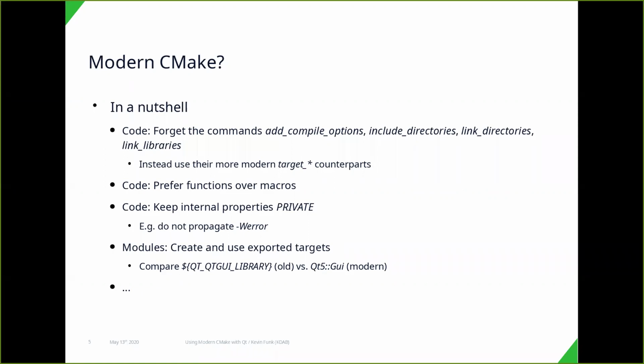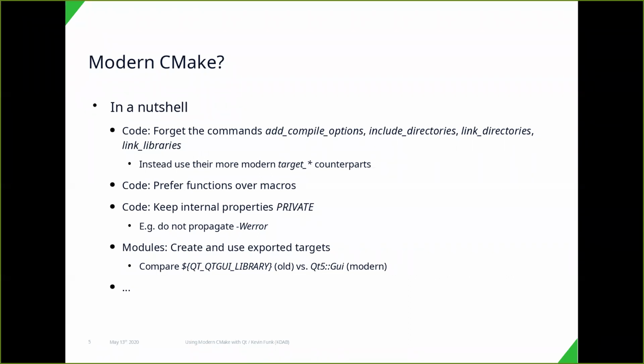And also about modules, create and use exported targets. So you might have seen the way CMake worked in the Qt 4 times. You actually had to use a variable called QT_LIBRARIES in order to link against it. That basically just resembled the path to the actual library on disk. So it didn't contain any information about how it was compiled, what compile flags were used for this library, and so on.